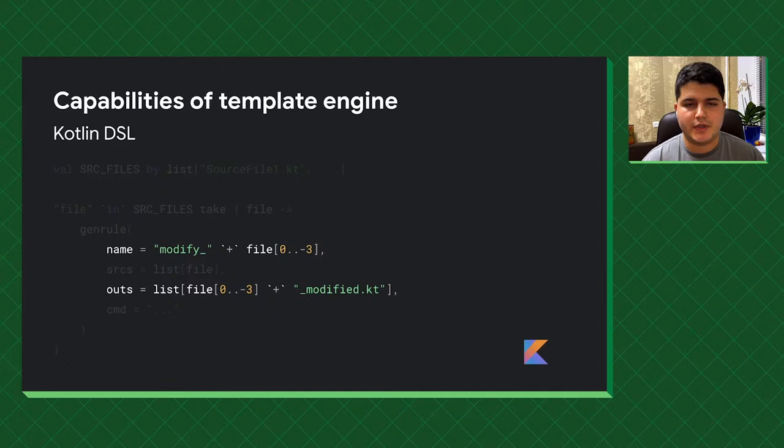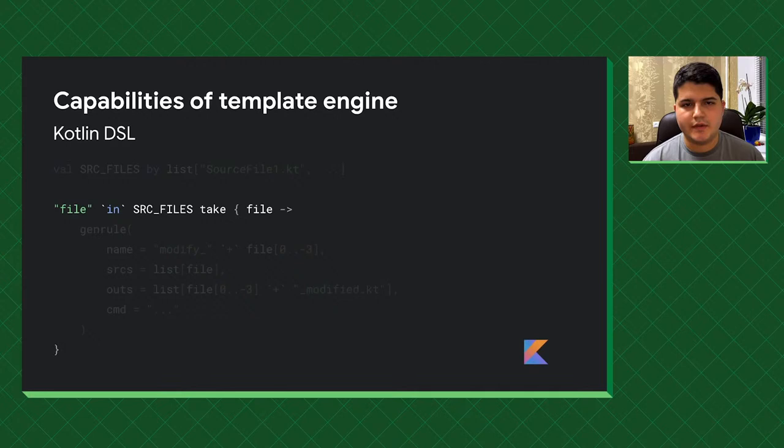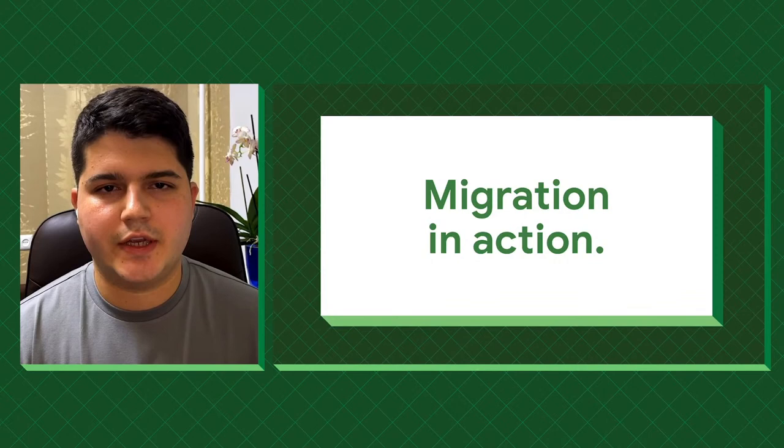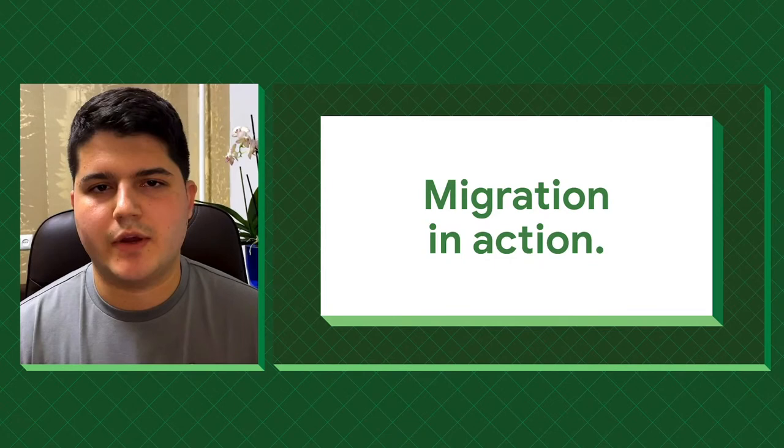And all of that is wrapped into the DSL that generates the list comprehension. Basically the file argument in the lambda corresponds to the item type of the list that we are working with. And again, it preserves the type safety of the API. And now that we have seen how the code generation works, let's see how Irene can actually be used to migrate your project to Bazel. In this example, we will see how we can migrate a Gradle project to Bazel.